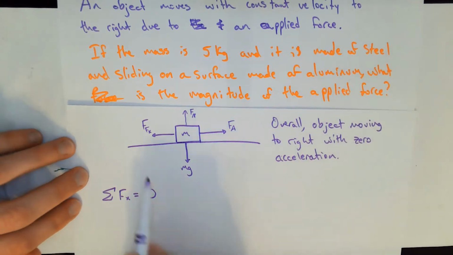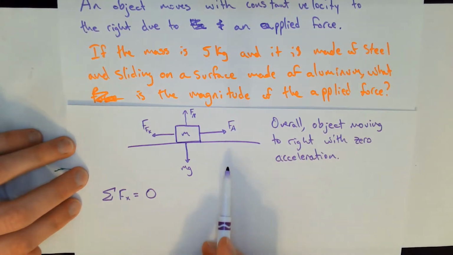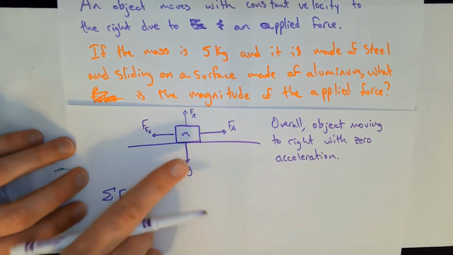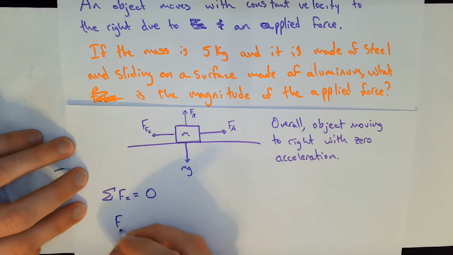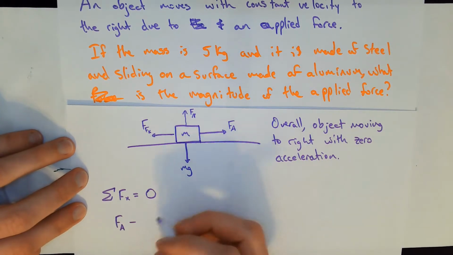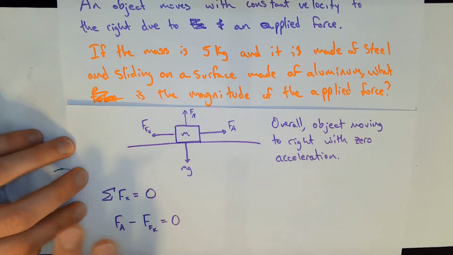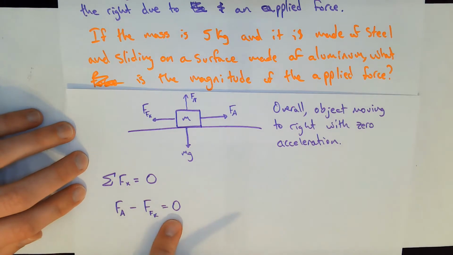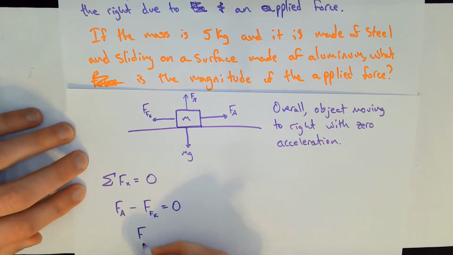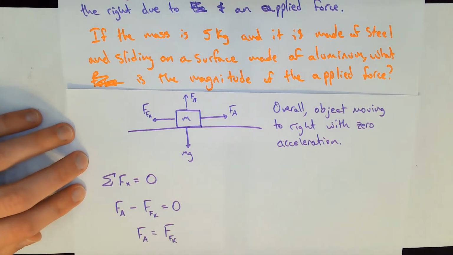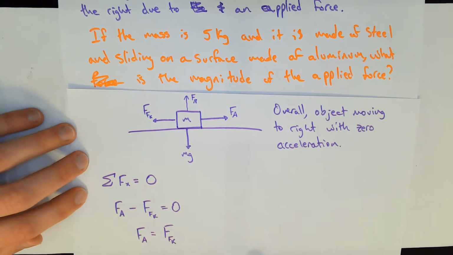What are the forces in the x direction? Applied force, which if we call that direction positive, then my applied force is positive. My friction force, which is in the opposite direction. And the sum of these two combined should be zero. In other words, my applied force is going to be directly equal to my kinetic friction force. So this tells me how to find my applied force. If I can find this, then I'm done.